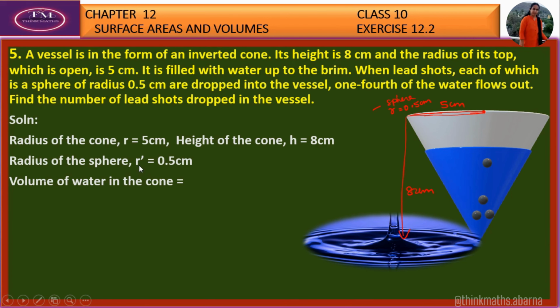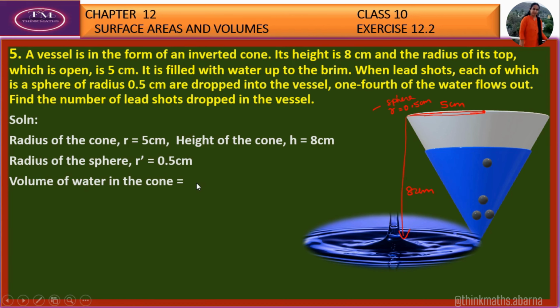So let us denote the radius of the sphere R dash as 0.5 centimeter. Now first we are going to find how much amount of water is in the cone, before dropping this lead shot. The water is up to the brim, that is up to the top. So we have to find the volume of water in the cone.